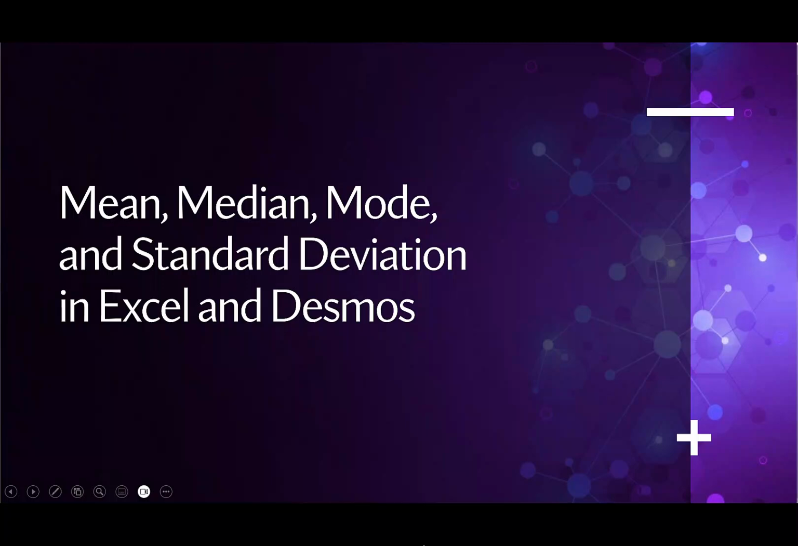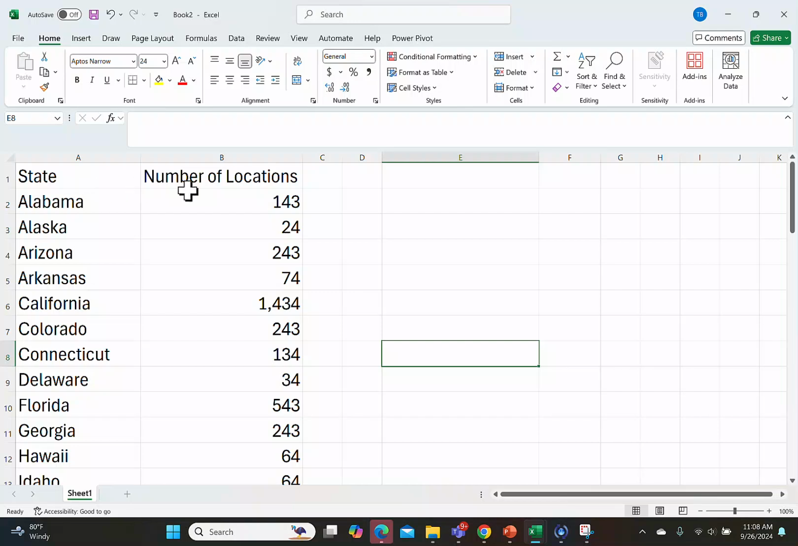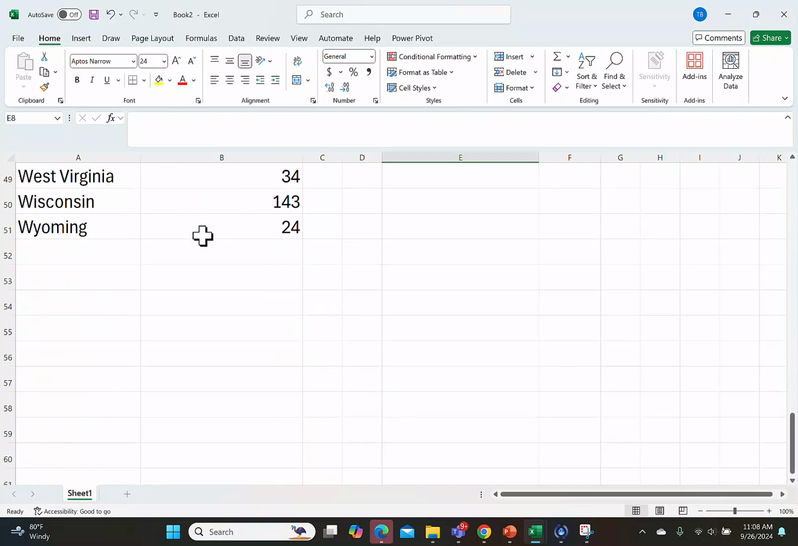Hi everybody, today we're going to look at calculating the mean, median, mode, and standard deviation in both Excel and Desmos. For this example, I'm going to look at how many Starbucks there are in each state. I grabbed this information from GB Times, published on July 12th of 2024. I copy and pasted the data from the article directly into Excel. So we can see each state, the number of Starbucks locations, and I have that for all 50 states.